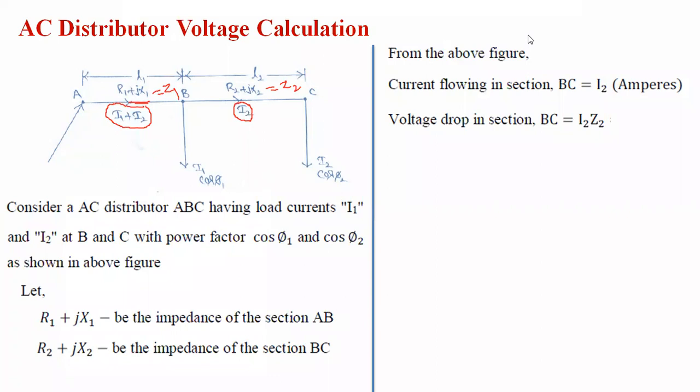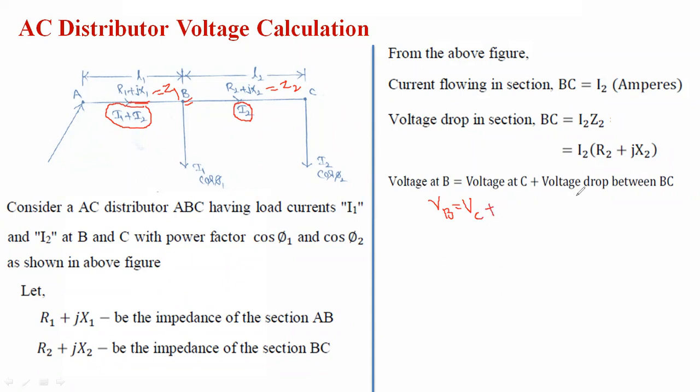What is the impedance Z2? R2 plus jX2. So the drop in BC is I2 into (R2 plus jX2). Here we want to find the voltage at point B. The voltage at point B equals the voltage at point C plus the drop in section BC. That is VB equals VC plus I2 into Z2, which means VB equals VC plus I2 into (R2 plus jX2).